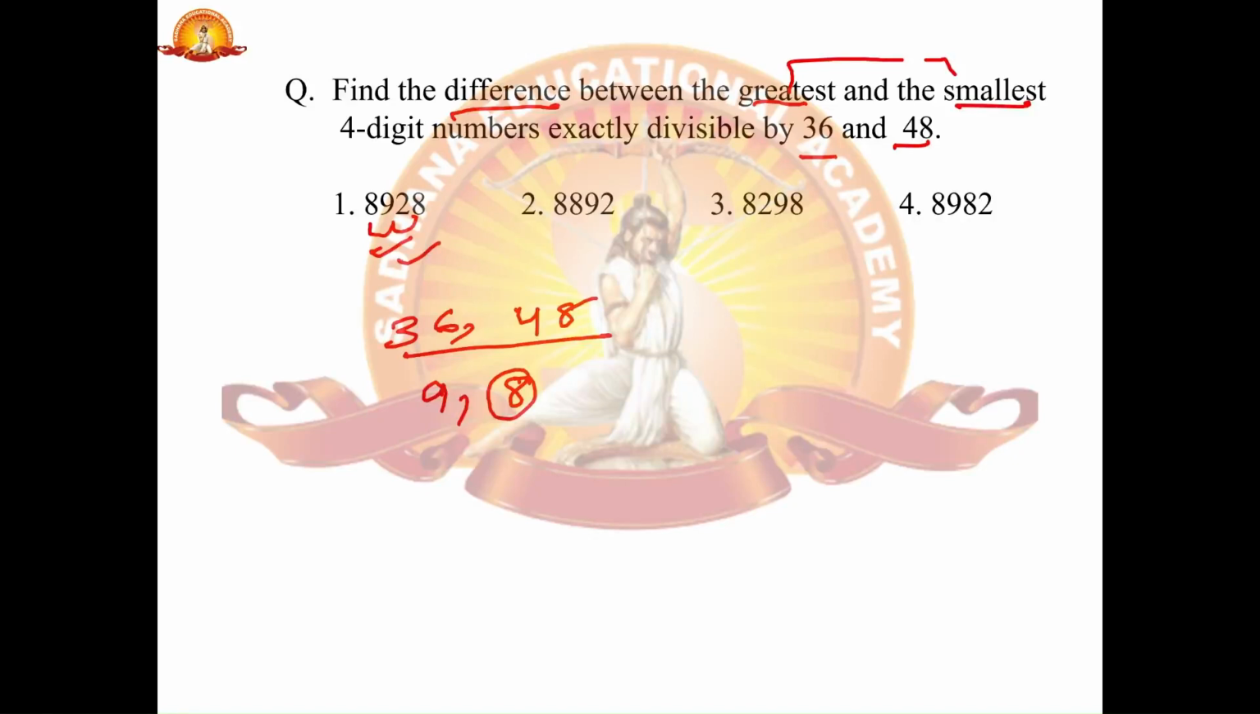Next, second option: 8 plus 8, 16, 16 plus 2, 18. It is matching the 9 table. Now let us check with the 8 table. 11 8s are 88, 12. It is not matching.